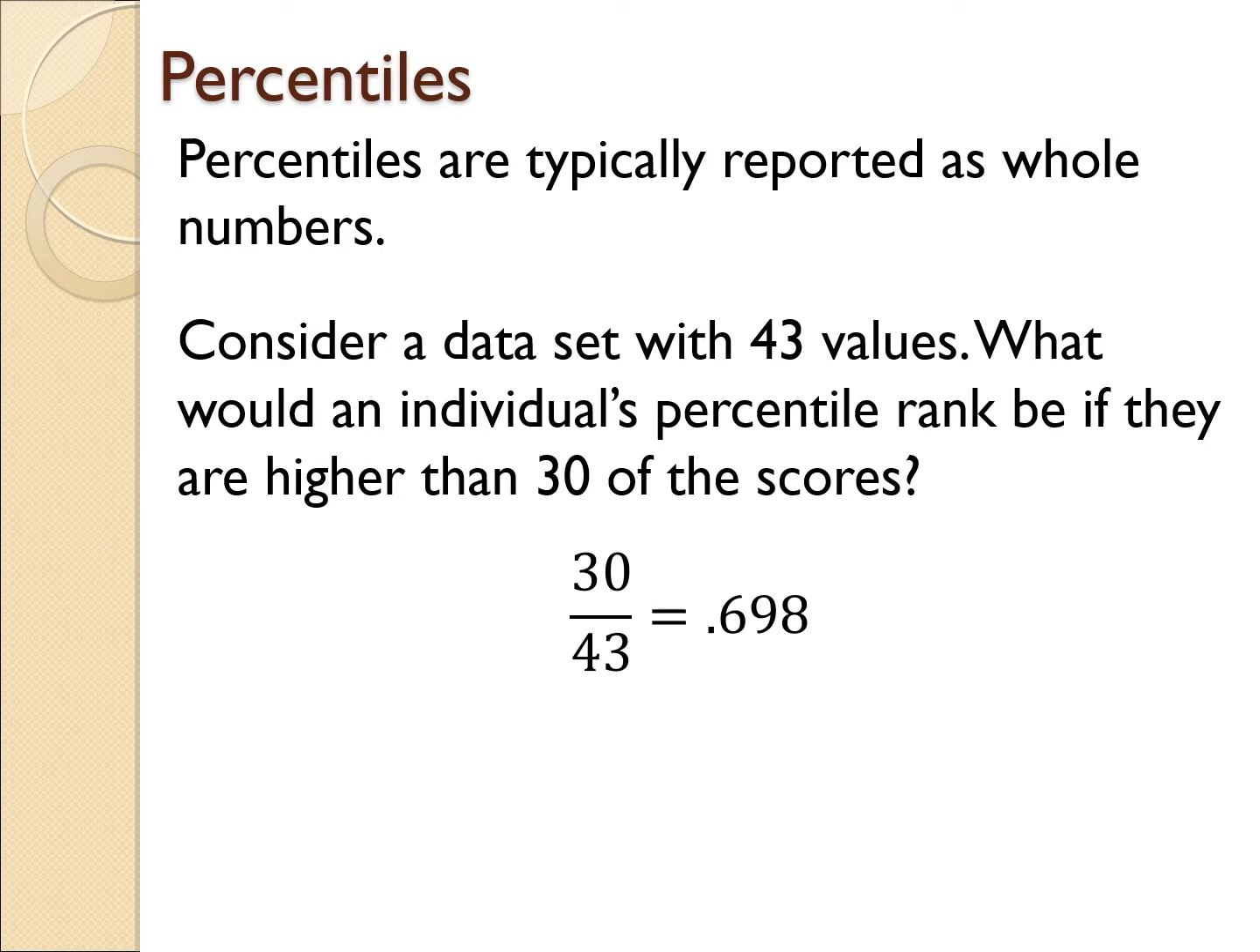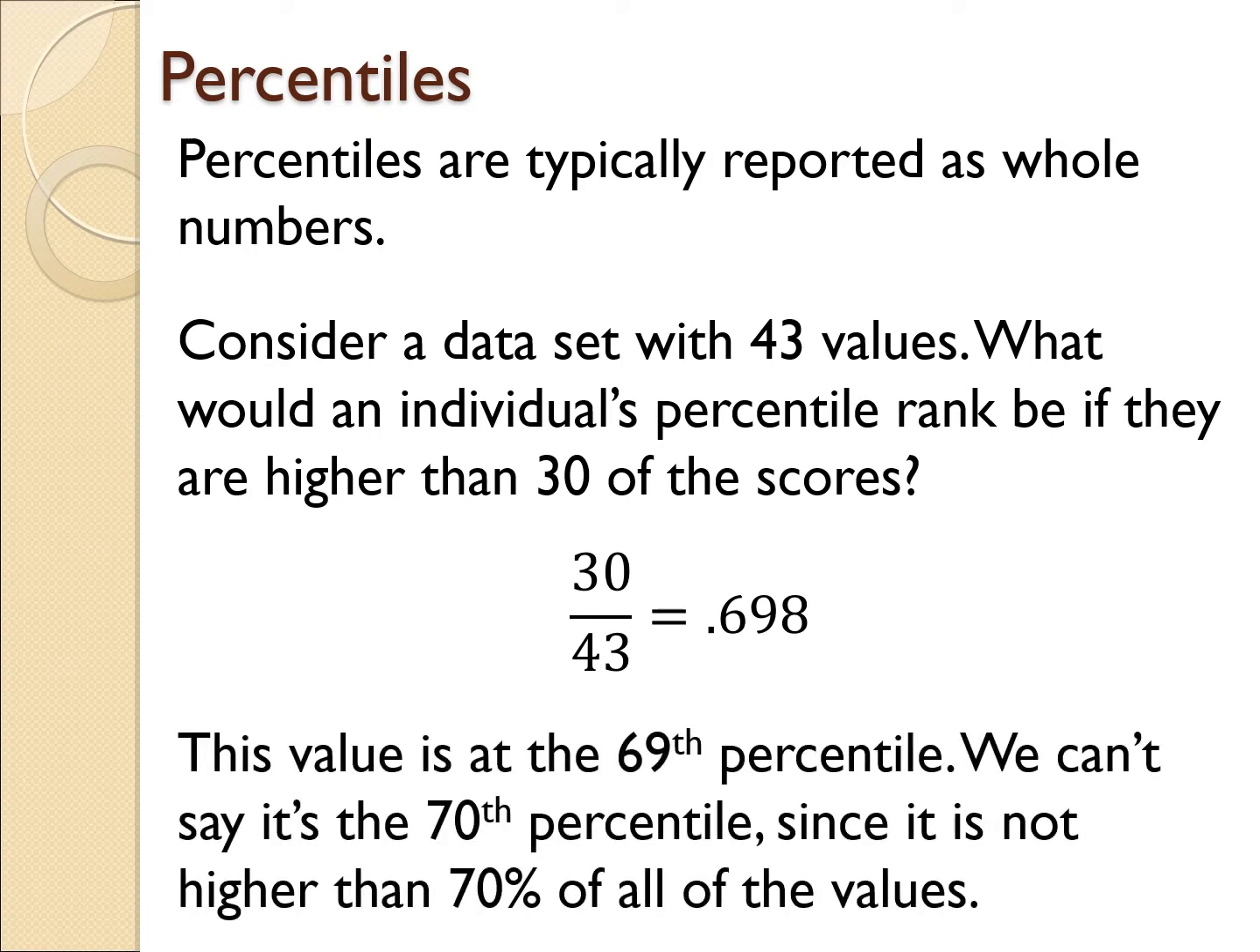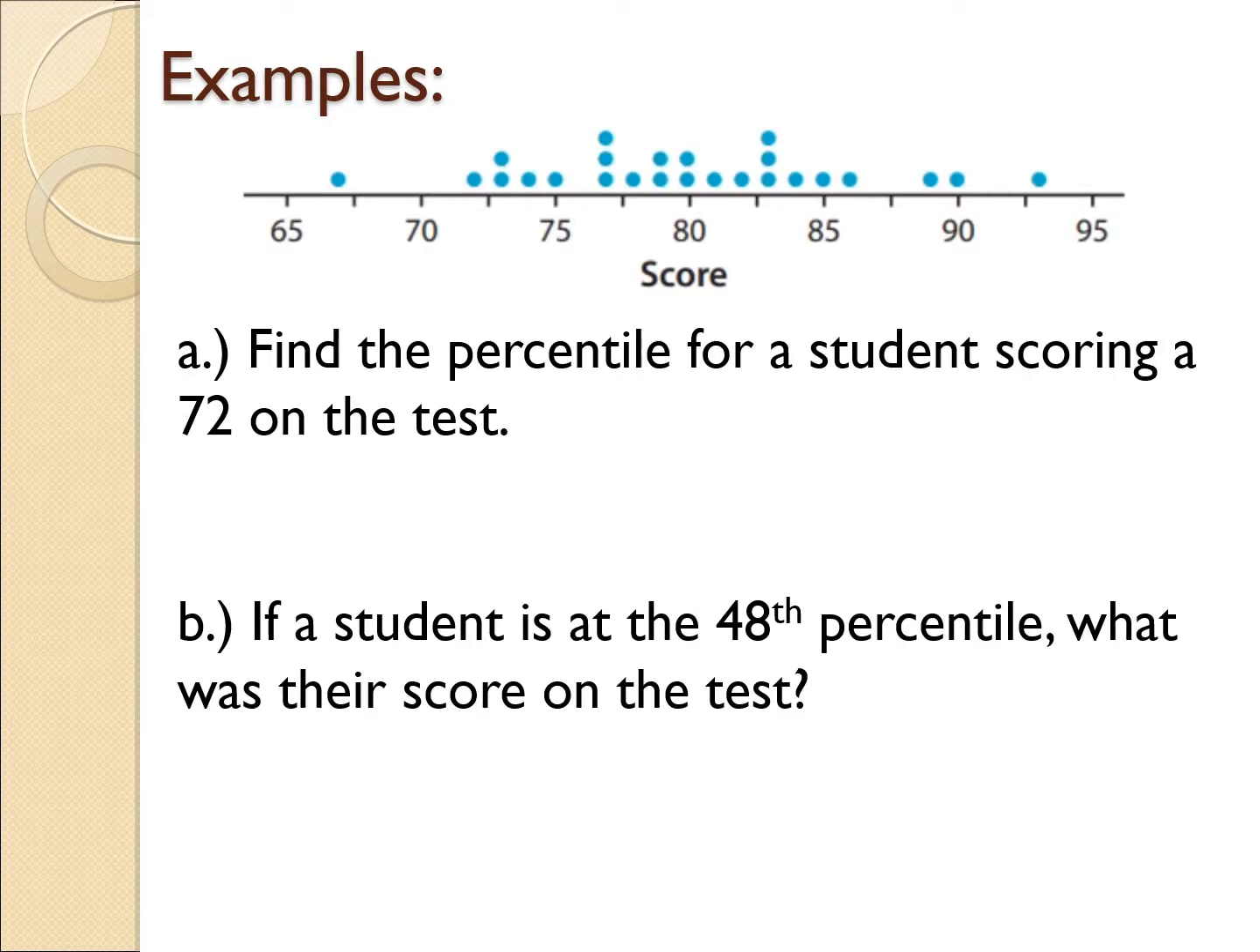Now, typically you would think that this would round up to 70, but remember the definition of percentile: the percent of data values that are less than the value in question. We don't have 70% that are less than this, so we would identify this as the 69th percentile. Again, we can't say it's the 70th percentile because there are not 70% of the values less than the 30th score. All right, let's do a few examples.